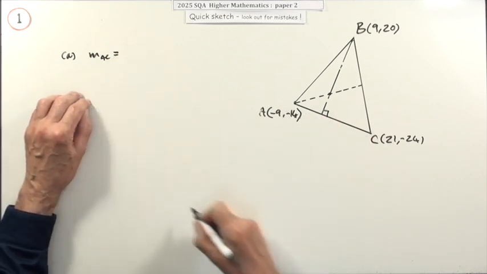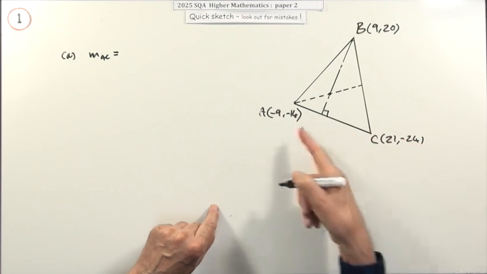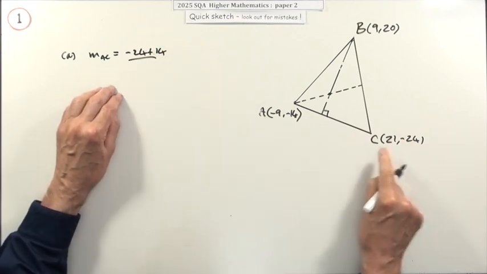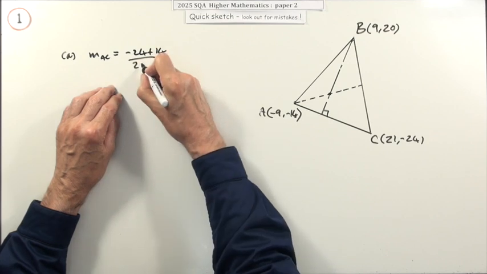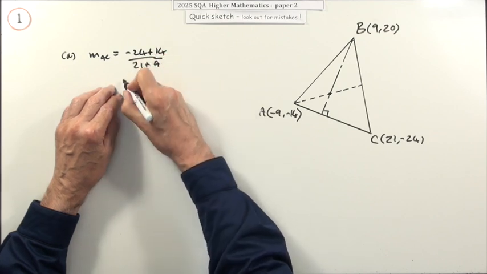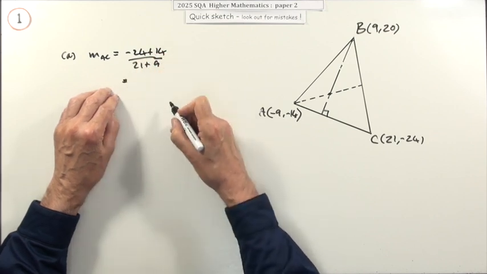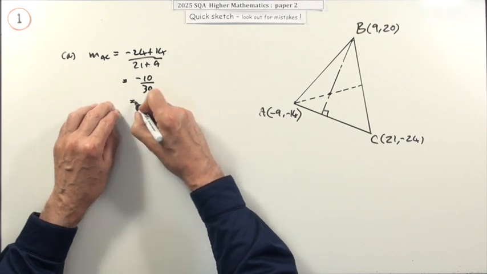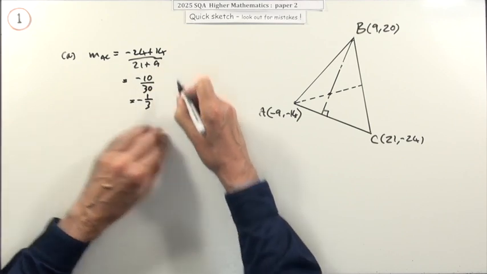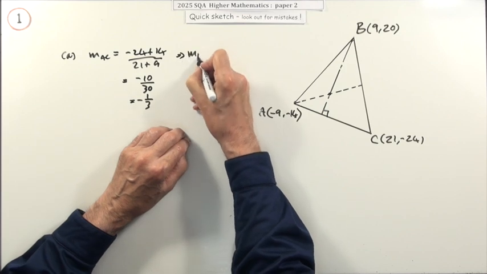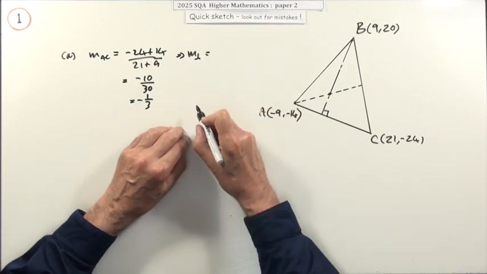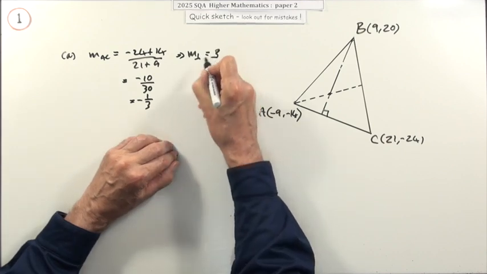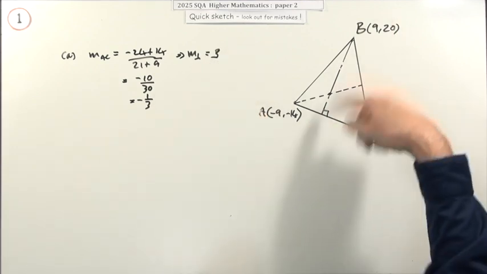So the gradient of AC, just go straight in with it, negative 24 take away negative 14, so I'll just put plus 14, 21 plus 9, so that's going to equal negative 10 over 30, which is negative a third. And from that, I can get the perpendicular gradient because I know they multiply to give negative 1, so it's just change the sign and reciprocal, which will be 3. And it looks like that, fairly steep.